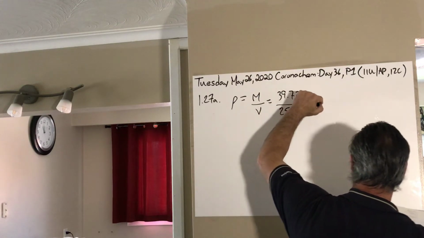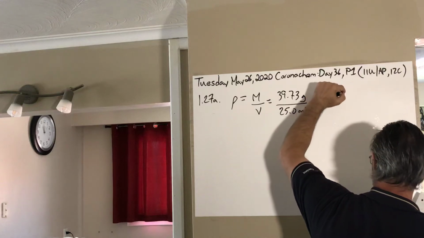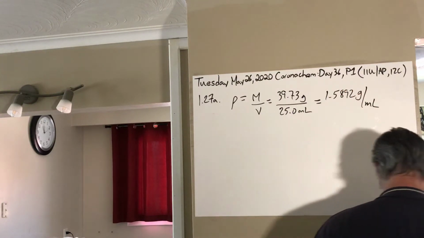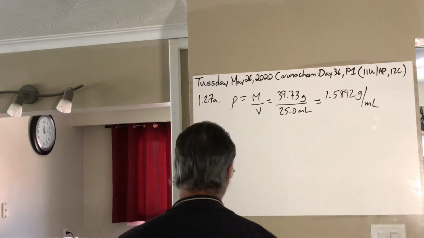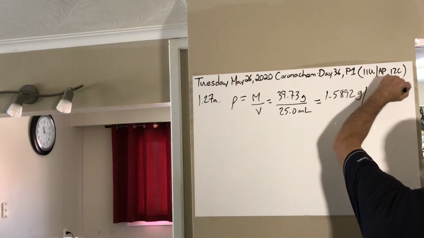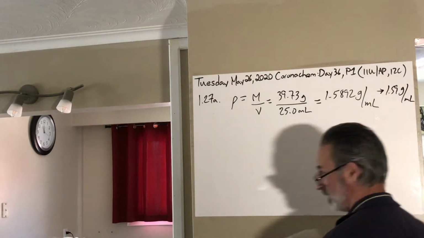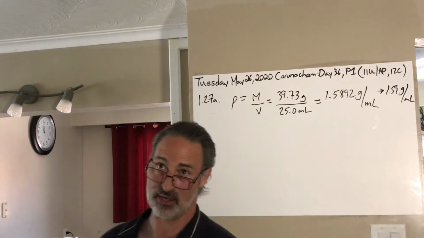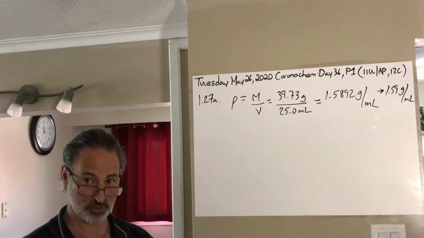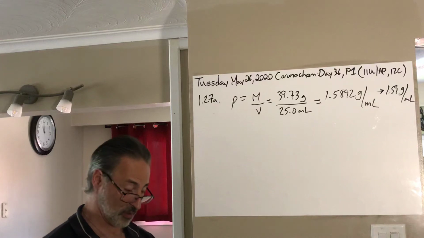So that gives you a density of 1.5892 grams per milliliter, and we know the density of water is very close to 1. When you go to significant figures, it comes to 1.59 grams per milliliter. So carbon tetrachloride is denser than water, and so it sinks. Carbon tetrachloride will not float. So do B and C are the same question for homework.